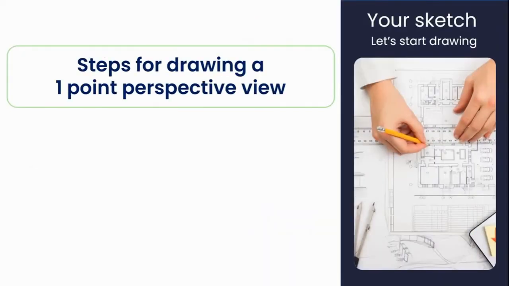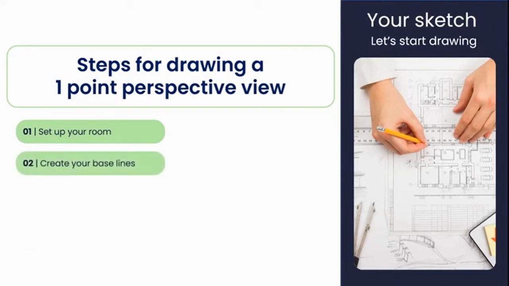Now that we've obtained our brief from our client Claire, let's look at some of the steps that we need for drawing up our one-point perspective. Step 1. Set up your room. Choose the space that you're wanting to draw in perspective view. Put it at the bottom of your blank page and you can begin drawing. In our case, we're going to be using our plan from lesson 2, Claire's plan, and we'll be drawing up her guest bathroom. Step 2, create your baselines, so your floor and your ceiling lines.